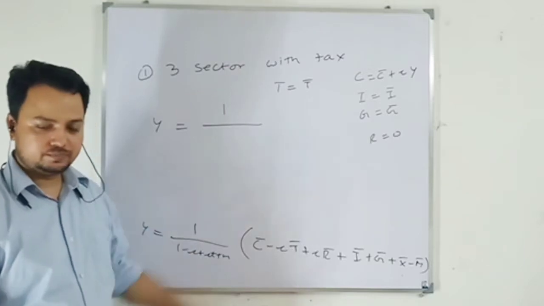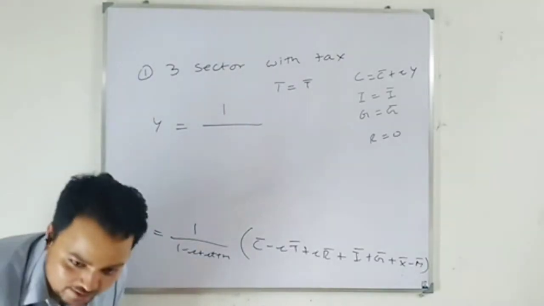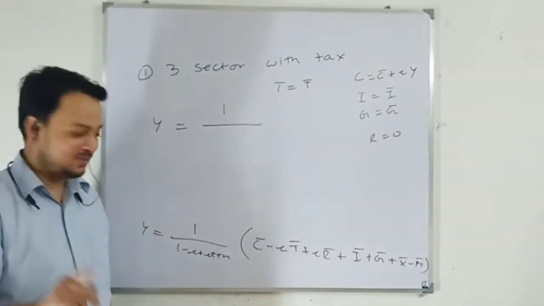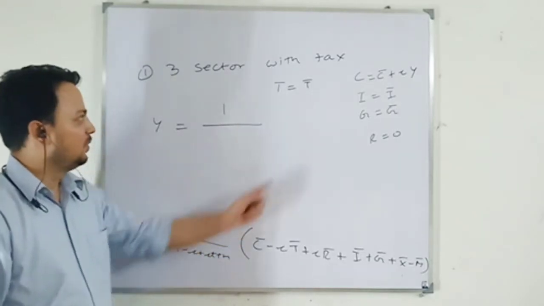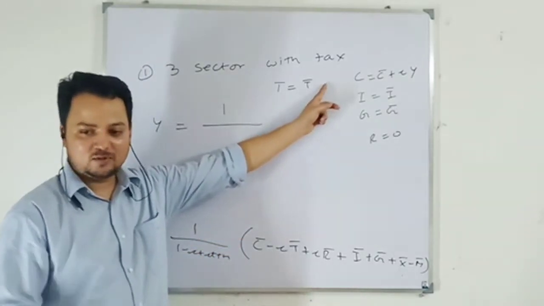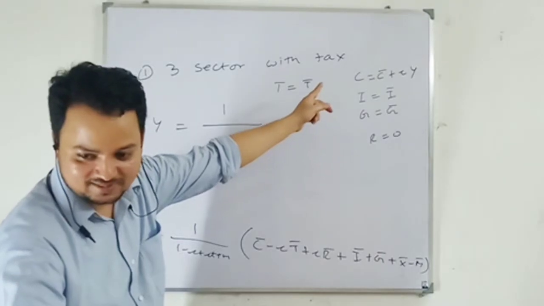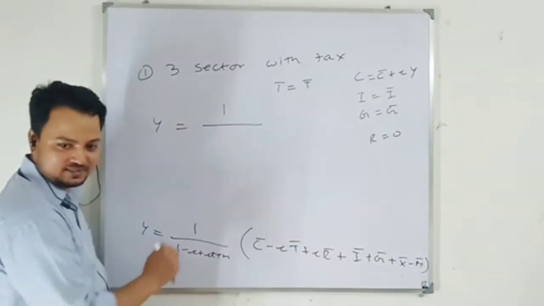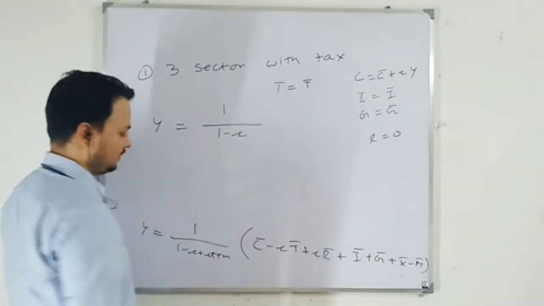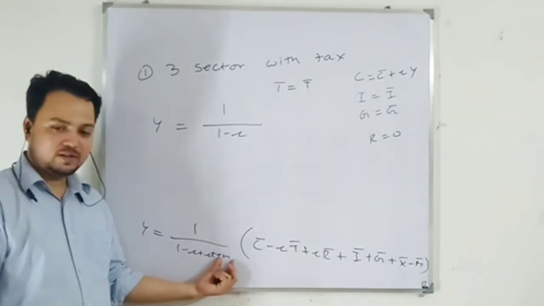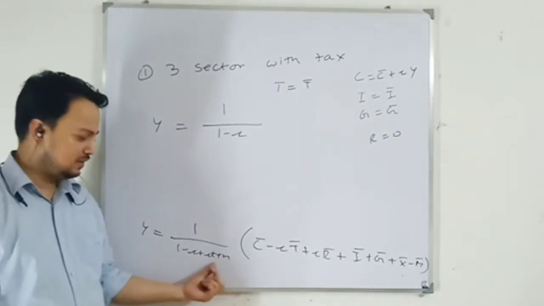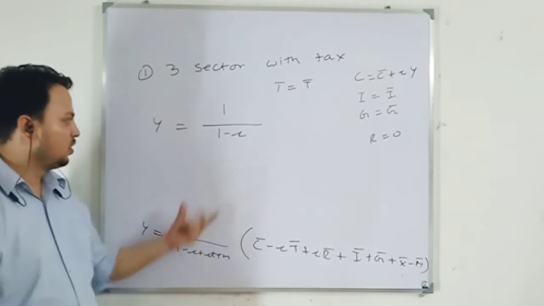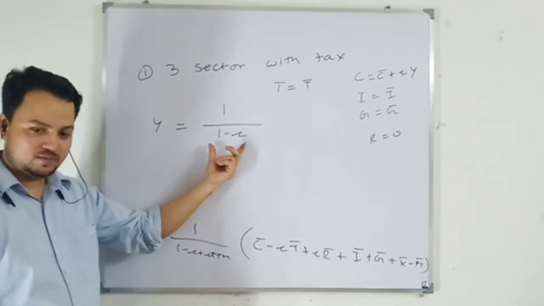1 over. Very good. No, Ct will not be there because the T term is not here. Very good, Ponami. Yes, correct, 1 over 1 minus C. Because you don't have an open economy, M will not be there. T term is not there. So the multiplier will be 1 over 1 minus C.